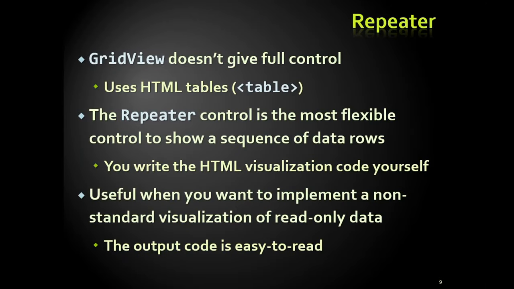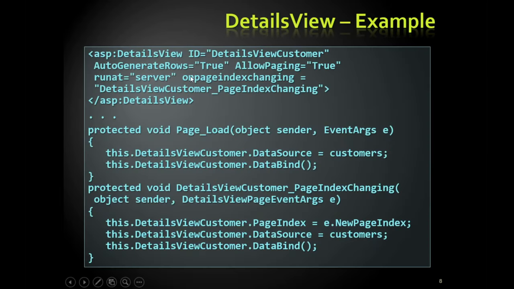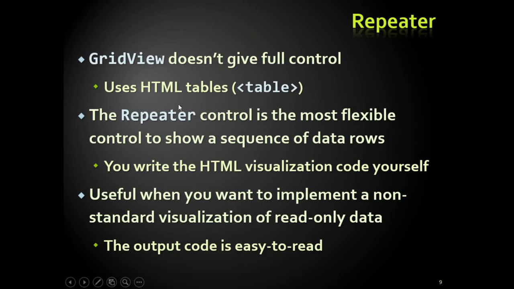So next is the repeater control. Now what is a repeater control? In the repeater control we will not get anything by default, so we have to do everything manually. At the same time we have the full control over how we display. Grid view does not have the full control, as it only renders an HTML table, while the repeater control is the most flexible, as we are going to write the code ourselves.